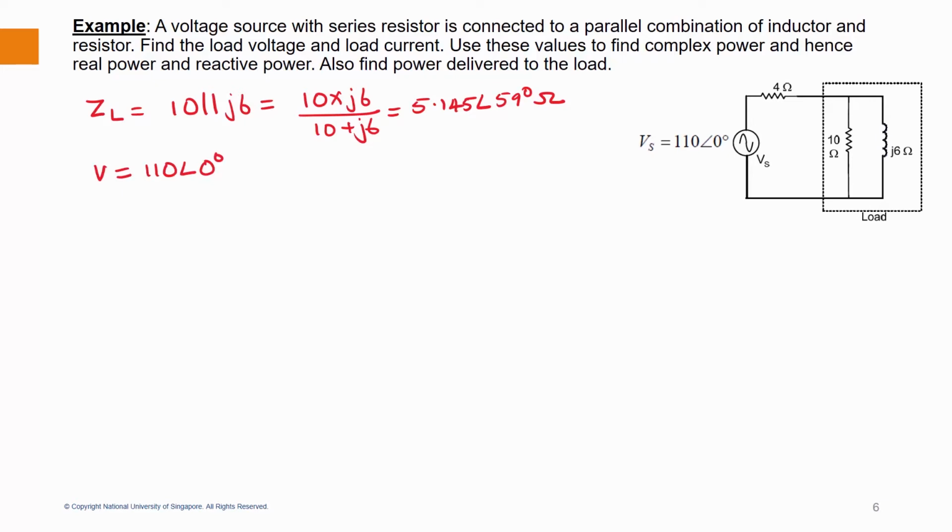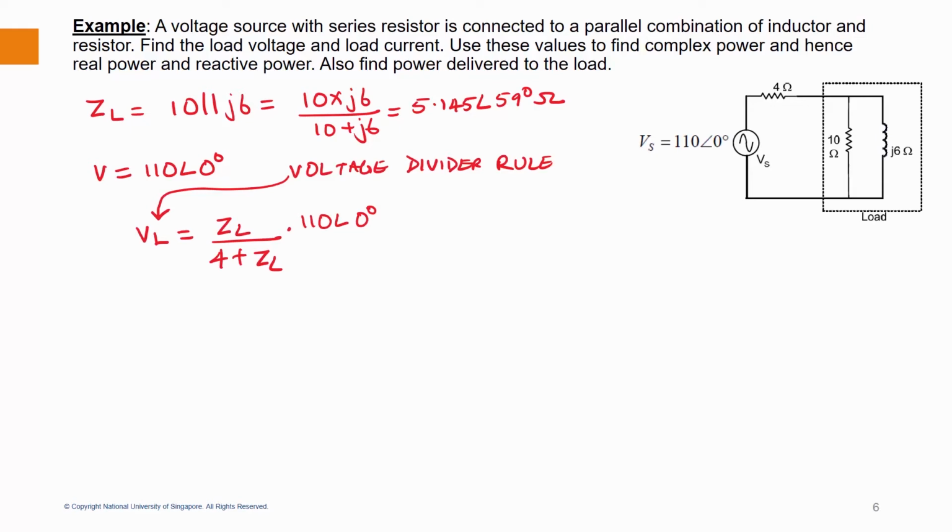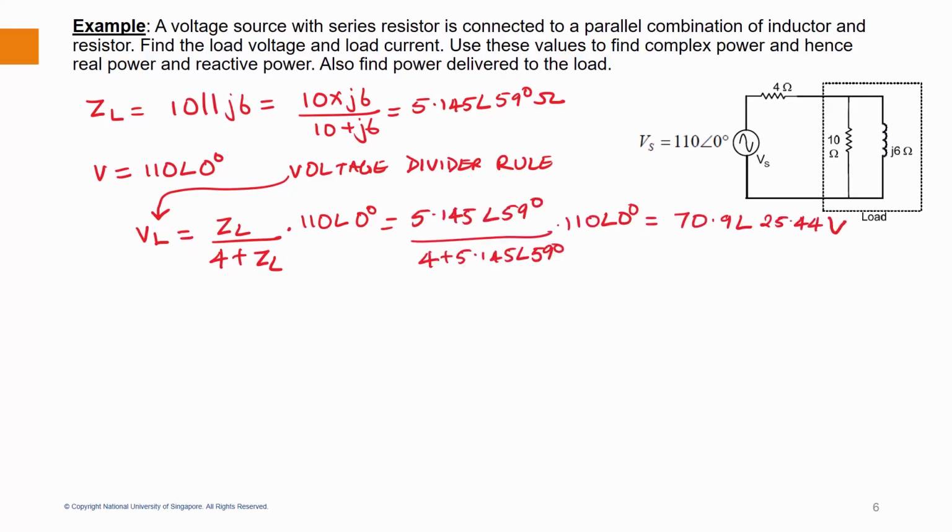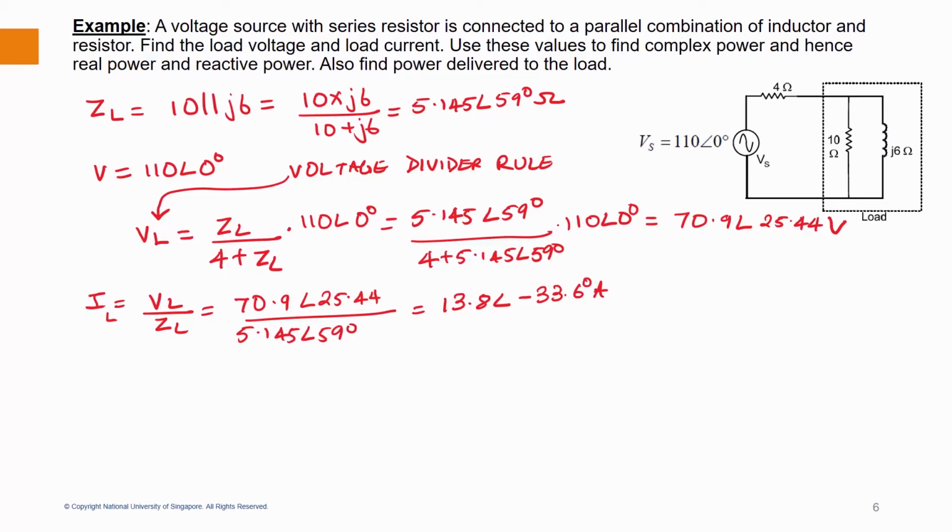Next, the voltage across the load can be found by the voltage divider rule, where VL is equal to ZL divided by 4 plus ZL times 110 at an angle of 0 degrees. This gives us a load voltage of 70.9 at an angle of 25.44 degrees volts. Since we know both the load voltage and the load impedance, we can find the load current as VL divided by ZL, which is 13.8 at an angle of minus 33.6 degrees amperes.